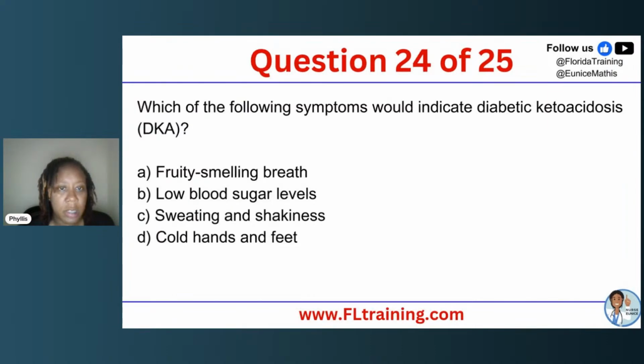Which of the following symptoms would indicate diabetic ketoacidosis, DKA? A, fruity smelling breath. B, low blood sugar levels. C, sweating and shakiness. D, cold hands and feet. A, B, C, or D? Drop your answers in the chat. Which do you think it is? A, B, C, or D?